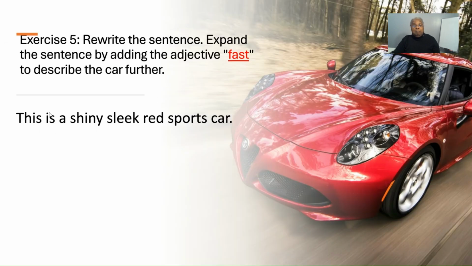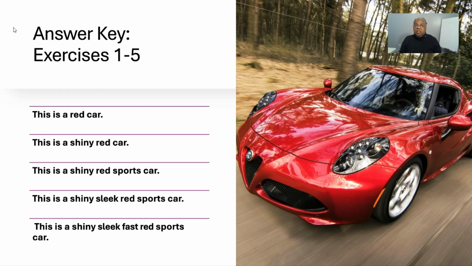Exercise 5. Rewrite the sentence, this is a shiny, sleek, red sports car. Expand the sentence by adding the adjective fast to describe the car further. Please pause the video as needed and work at your own pace. Here is the answer key to exercises 1 to 5. Let's read the sentences together.